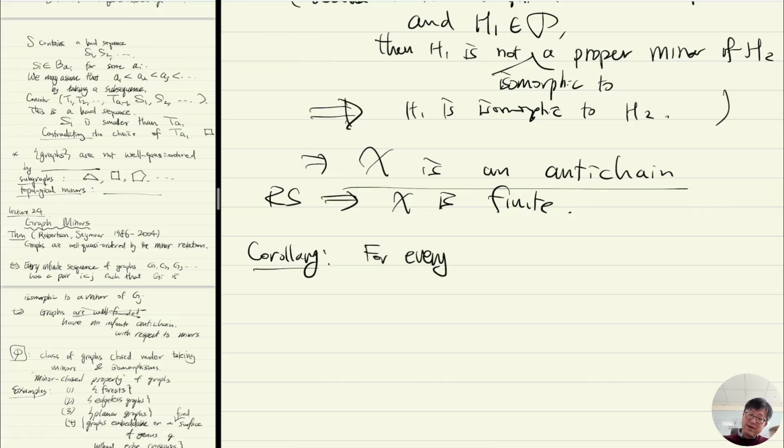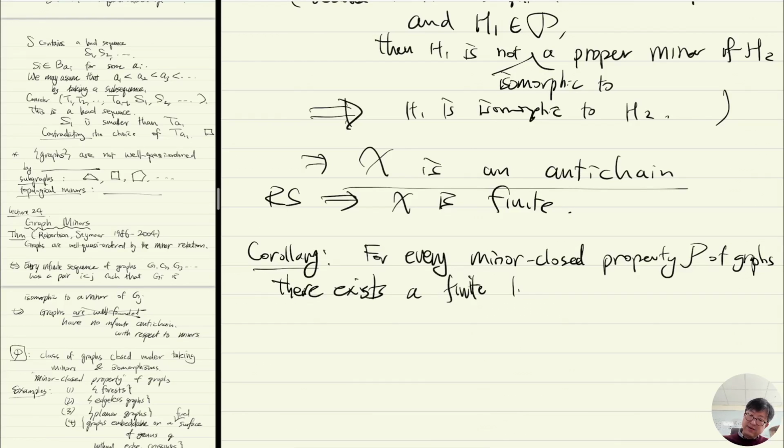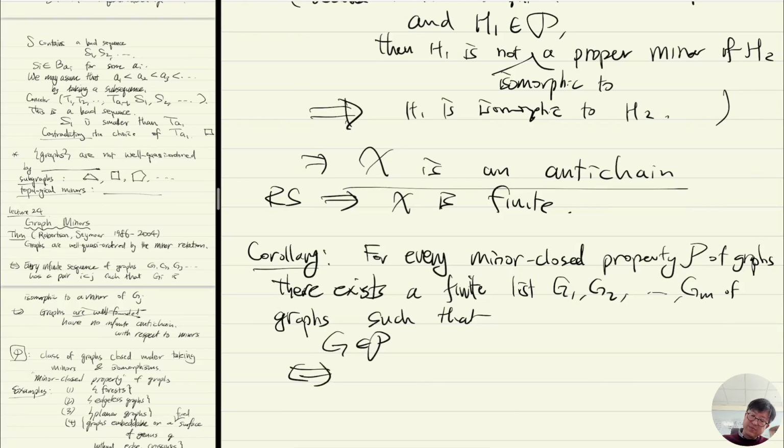For every minor-closed property P of graphs, there exists a finite list G1, G2, ..., Gm of graphs such that G is in P if and only if G has no minor isomorphic to Gi for each i.